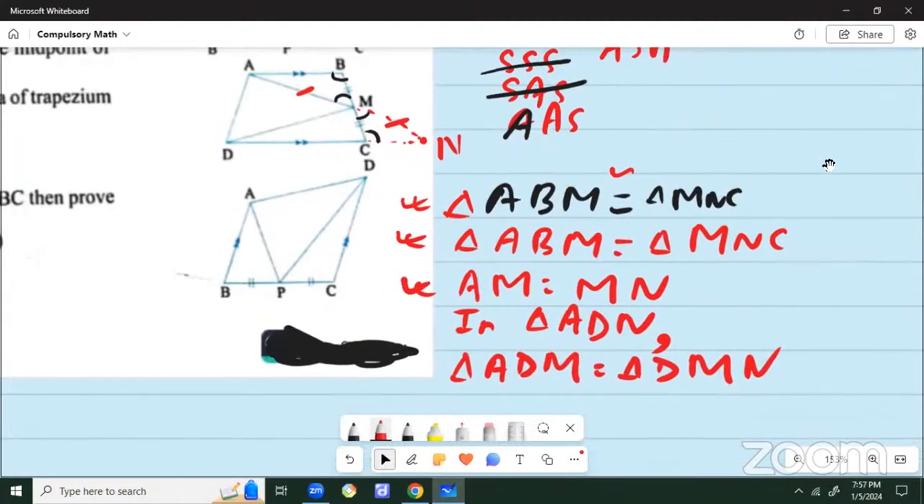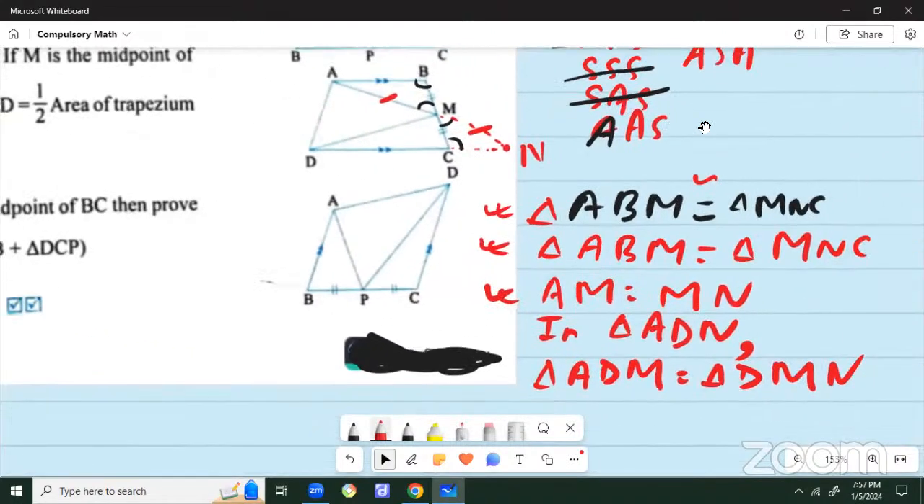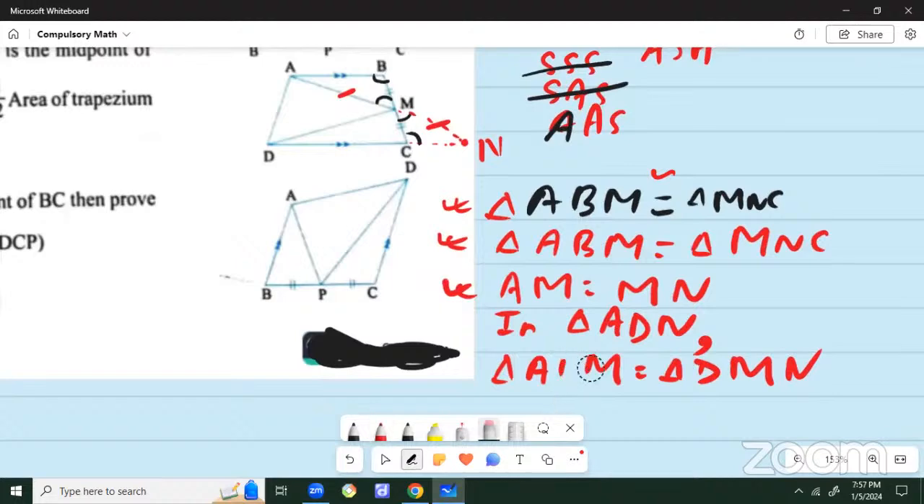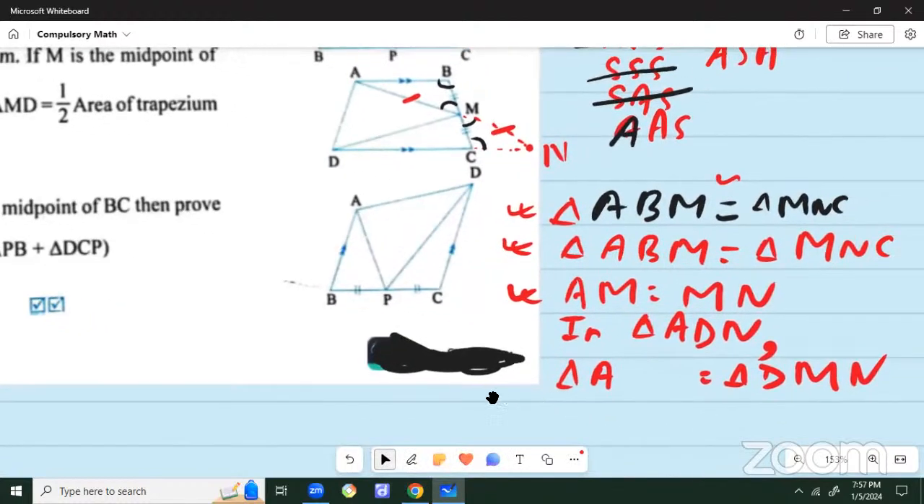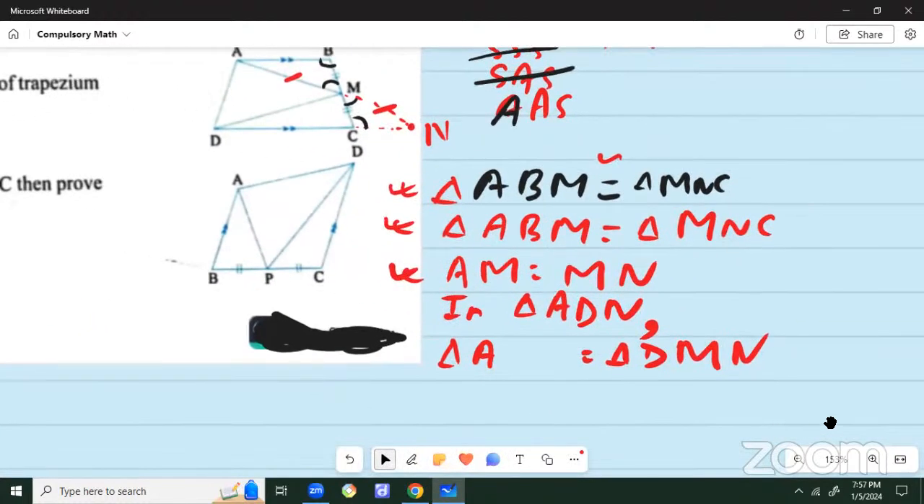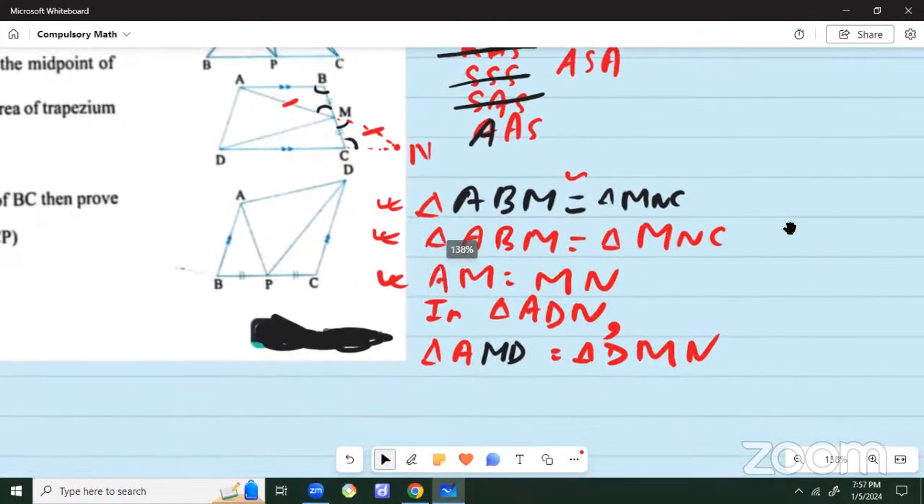We have to show the relation of AMD to the area of the trapezium. Let's write it as AMD, because that's the order of the vertices, not ADM. AMD equals DMN, right?